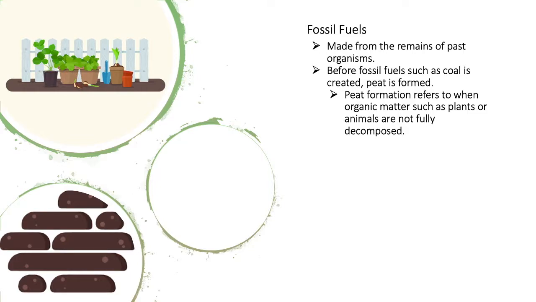Aside from cellular respiration, fossil fuels also have the ability to contribute to CO2 levels. Now, fossil fuels are made from remains of past organisms. However, before fossil fuels are even formed, such as coal, peat is formed. Now, peat formation refers to when organic matter, such as plants or animals, are not fully decomposed. This is due to anaerobic conditions in waterlogged soil.